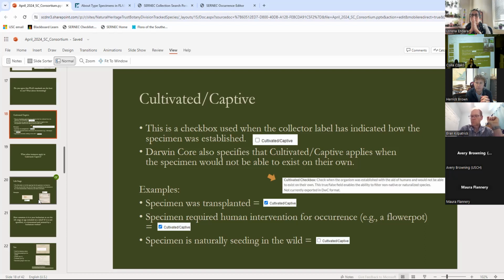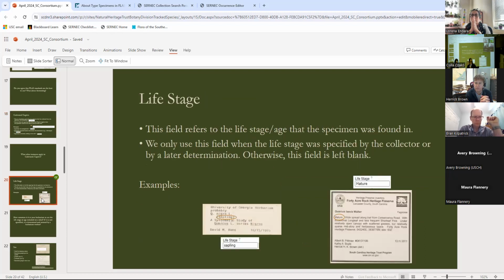So just in case, I'm going to go ahead and quickly remove that. Go ahead. So in life stage, we're just talking about the stage or age the specimen was found in. We at USCH leave it blank unless this is specified by the collector. Sapling is used here in the first example. The second one, he says it right away, mature.